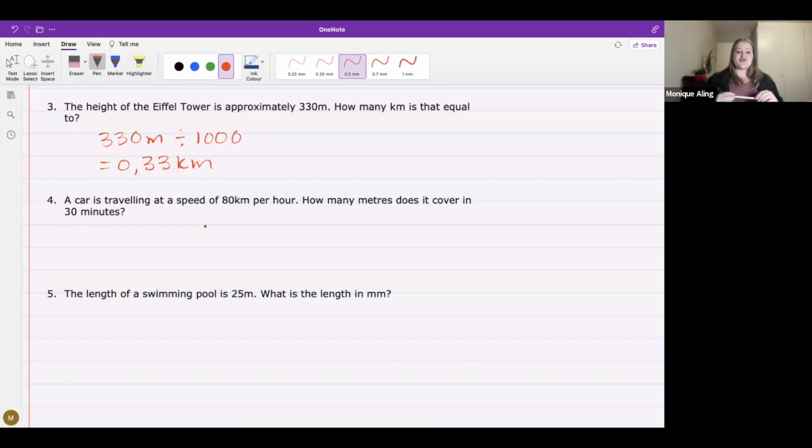Question 4, a car is traveling at a speed of 80 kilometers per hour. How many meters does it cover in 30 minutes? Do we have any takers with this one? Anybody?